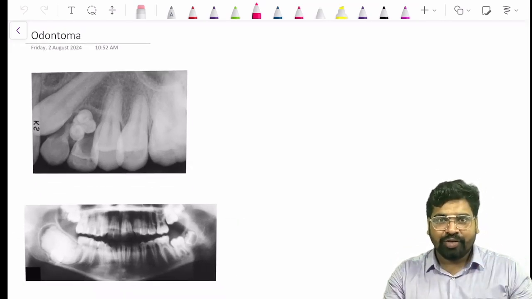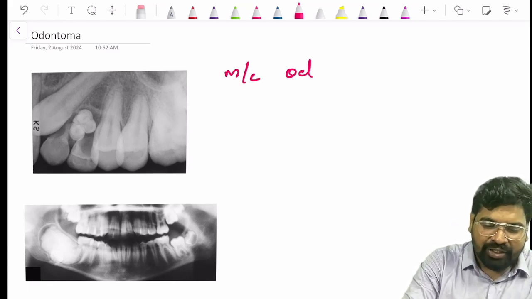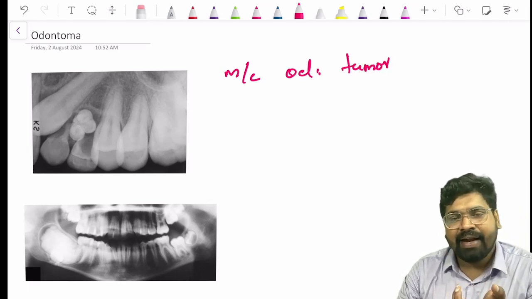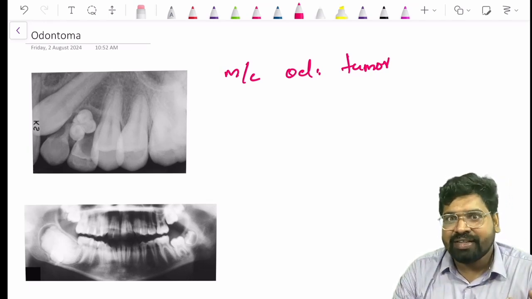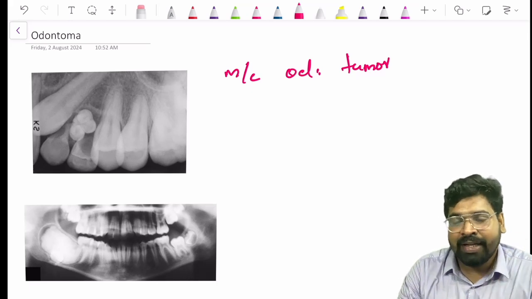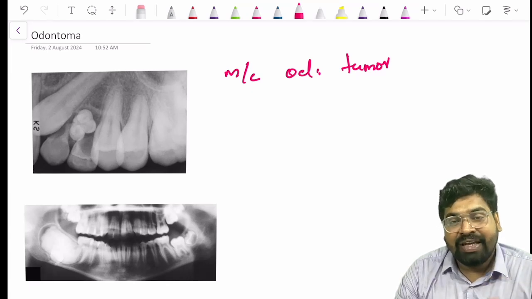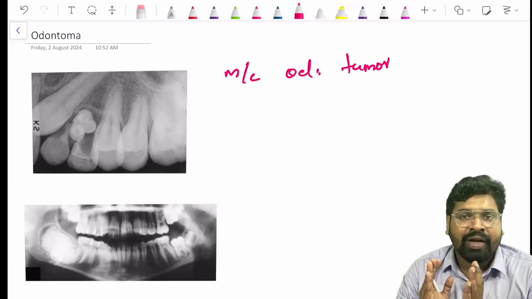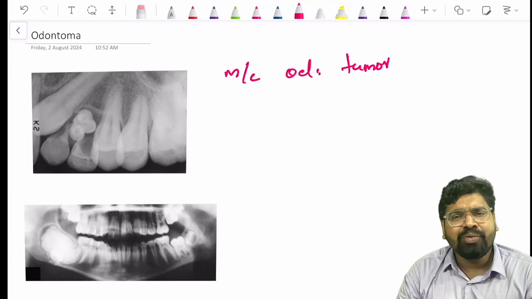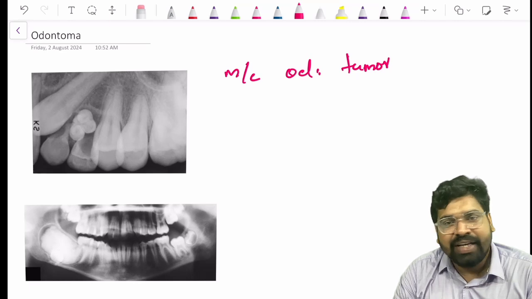Ameloblastoma comes second. Odontomas are considered the most common odontogenic tumors, and it is a tumor of both your ectomesenchyme and your odontogenic epithelium. So far we were discussing tumors of the odontogenic epithelium: ameloblastoma, AOT, CEOT, etc. Those all arise only from the odontogenic epithelium. Odontomas arise from both your epithelium and your odontogenic ectomesenchyme.